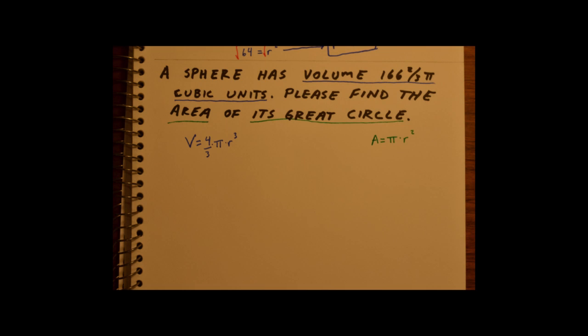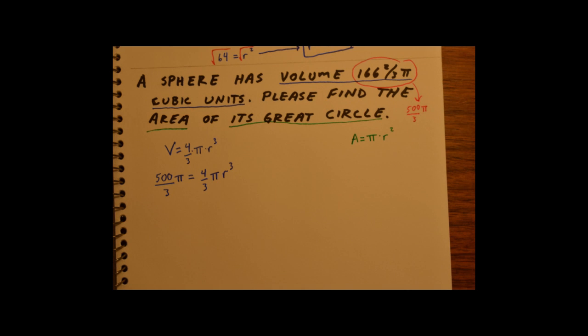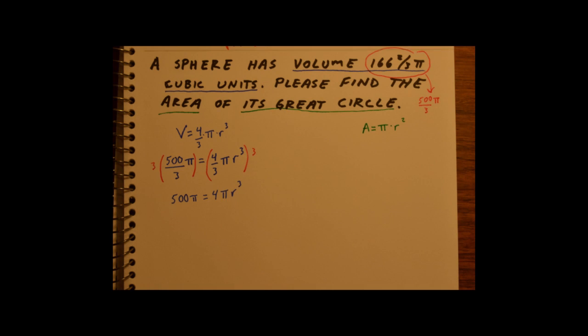Remember, volume is 4/3 pi r to the third power, and we have 166 and 2/3 pi, which, if you change that mixed number to an improper fraction, that's 500 over 3 times pi. So that's our volume, and we want to solve for radius. So first we've got fractions, so I'll multiply by 3 on both sides, and then I want to isolate r, so I'll divide by 4 pi.